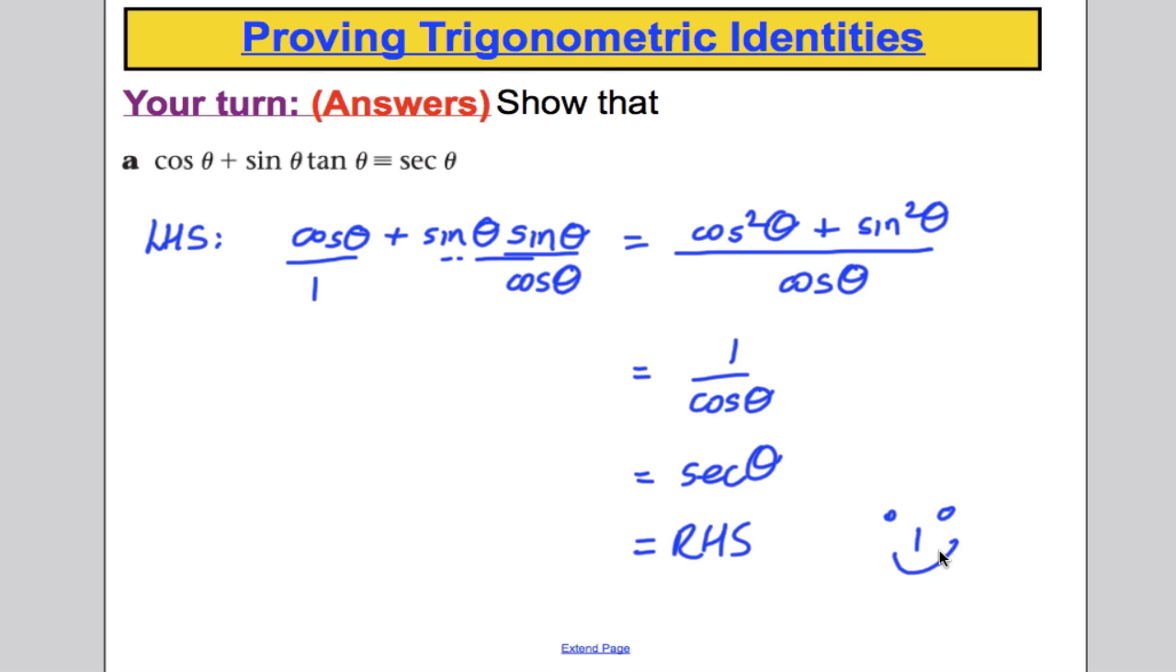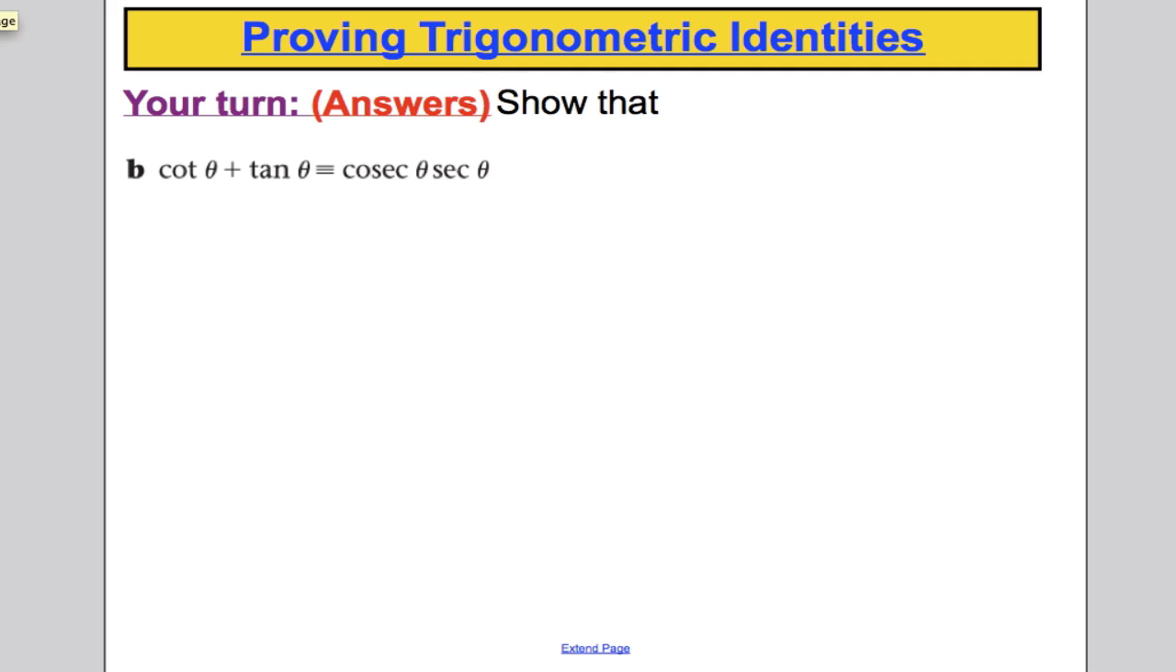So you're happy with yourself again. That's quite a simple one. Next, how did you do this one? Just go to definitions again. The left-hand side, as always, start off here. What is cot theta? Well, cot theta is cos theta over sine theta, plus tan theta, which is sine theta over cos theta.